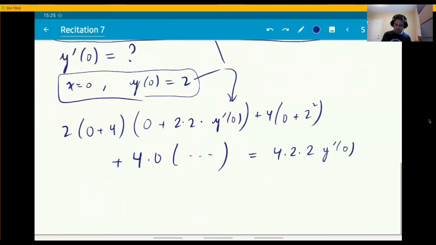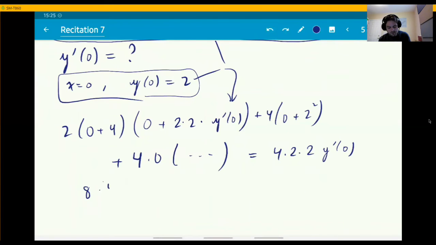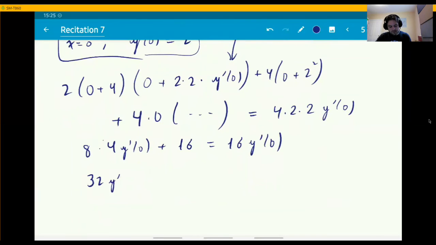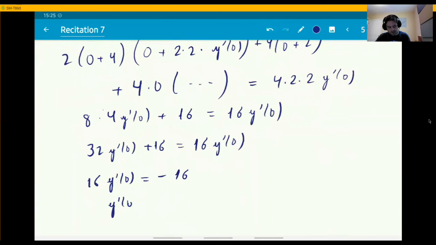So now just simplify, clean this up. 2 times 4 is 8, times inside here 4 y prime of 0, plus 4 times 4, 16, equals 16 y prime of 0. So on the left you have 32 y prime of 0 plus 16, and on the right 16 y prime of 0. Isolating the y primes and moving the 16 to the other side, you will find y prime of 0 equals -1.